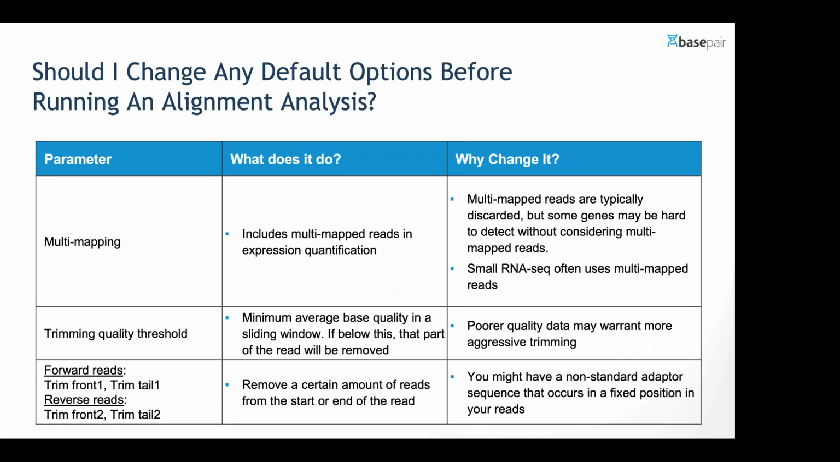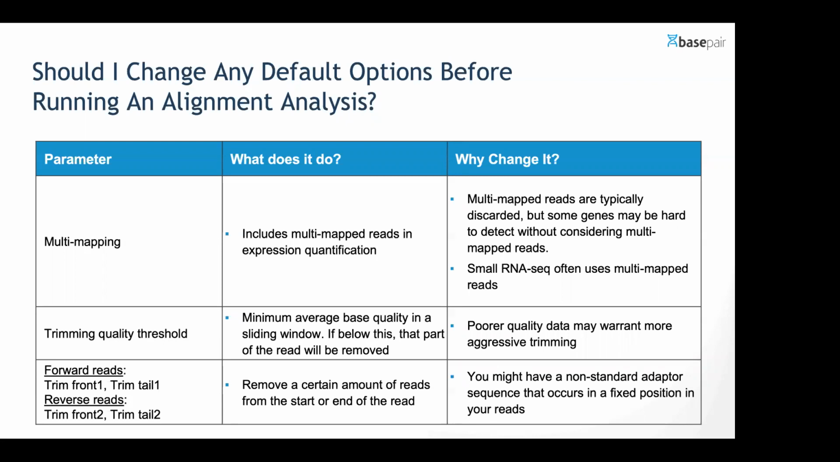So, multi-mapped reads, and then talking a little bit about the trimming quality threshold. This is for the trimming step, where we want to remove portions of the read that are of poorer quality. How it does this, essentially, is that in your NGS reads, each base pair in the read has a quality score associated with it.